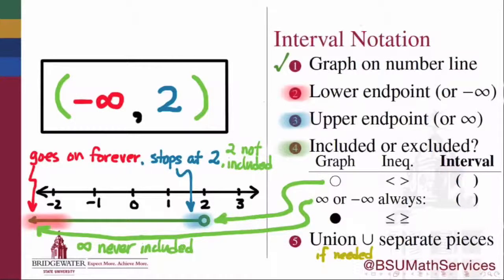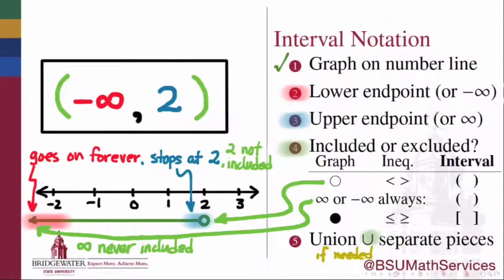If we had an endpoint that we wanted to include, instead of using round parentheses, we would have used square brackets. We'll see an example that uses square brackets in the next video. Finally, even though it wasn't necessary in this example, if there is more than one separate piece that you need to include in your final answer, you'll stick those two pieces together using the union symbol, which looks like a U.